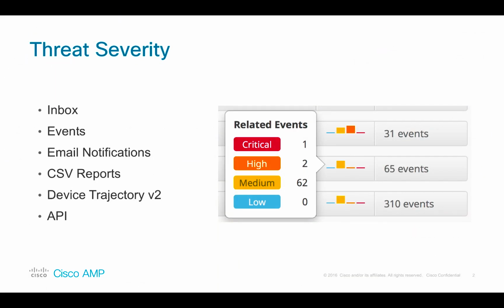As we have seen, the threat severity data shows up in multiple places in the AMP console, including the inbox, events view, subscription email notifications, exported CSV reports, device trajectory version 2, and the streaming API. We hope this data helps prioritize your incident response efforts.